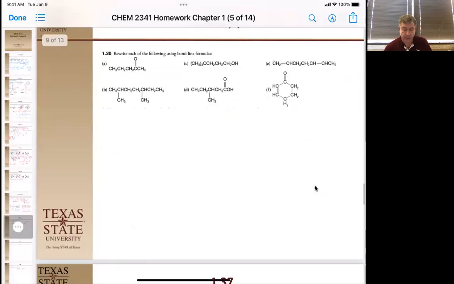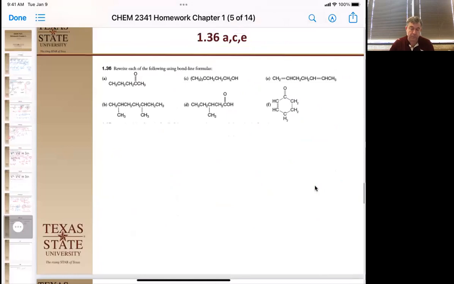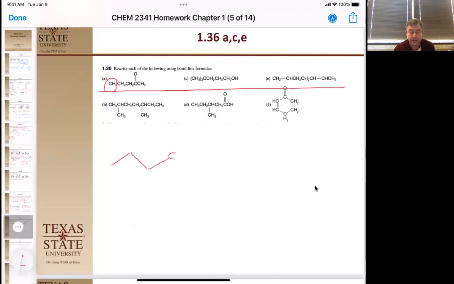Okay, so moving on to attacking homework problem number 36. Rewrite each of the following using the line bond formula. I'm going to do the first three on the top here, and you can continue to do four. But again, the best way to do it is to start from one side. So we have a CH3, so we start with a stick, CH2 bend, CH2 bend, and then C double bond O, then a stick. And remember, the end of the line is that CH3. So that's how we would convert it from one to the other.